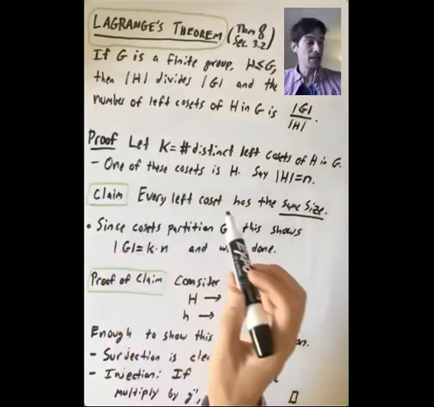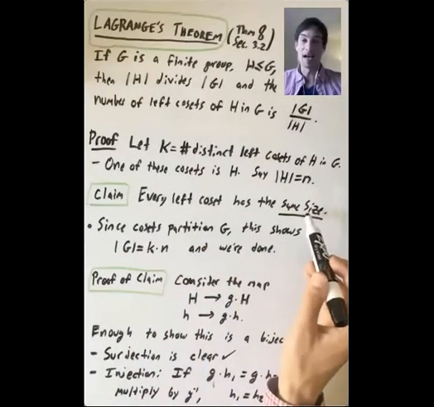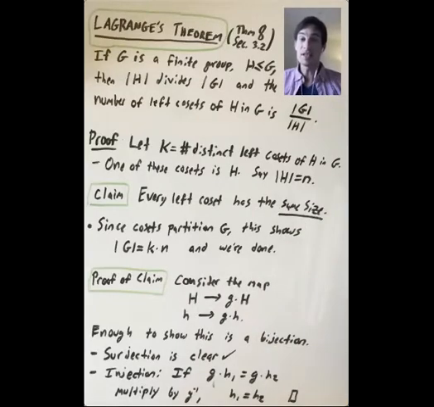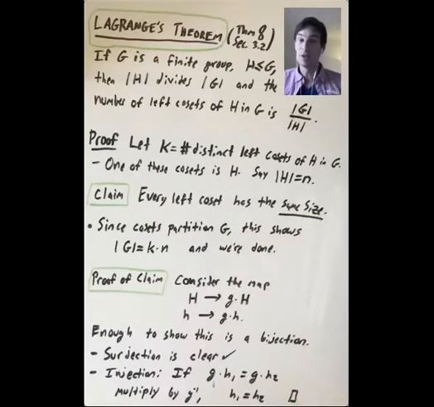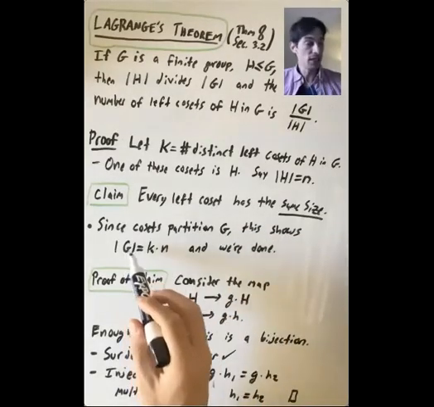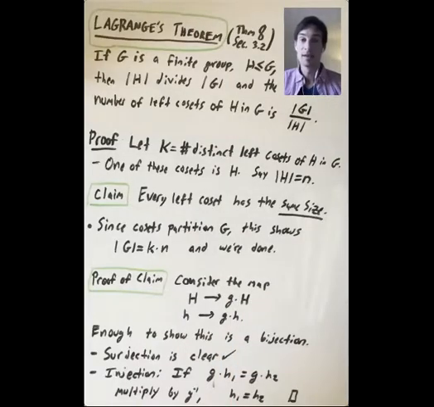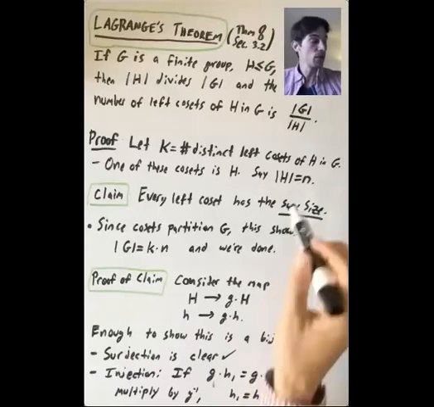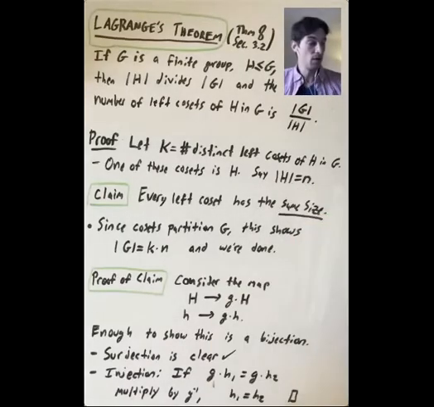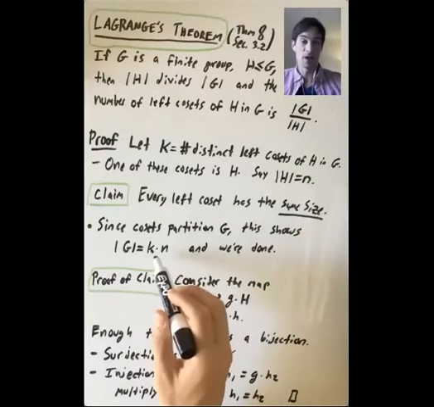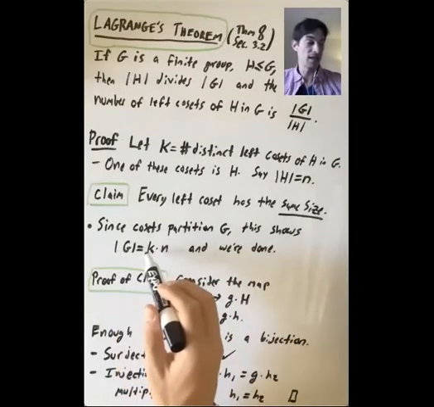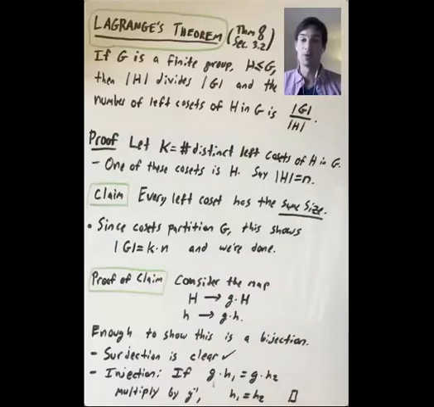Now the claim is that every left coset has the same size. If we believe this claim, then since the left cosets of H partition G, which is something we proved last time, the size of G is the size of each coset times the number of cosets. But the size of each coset is equal to the size of H. So the size of G will be the size of H times the number of cosets. So we'll get the order of G is K times N, and we're done. That's what we wanted to prove.